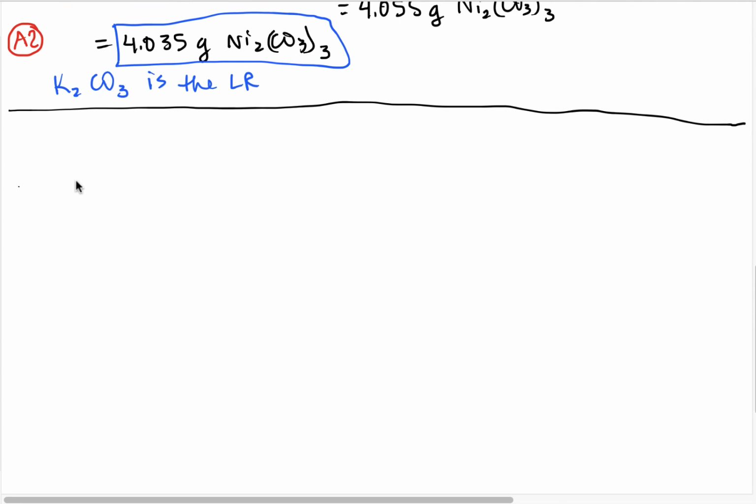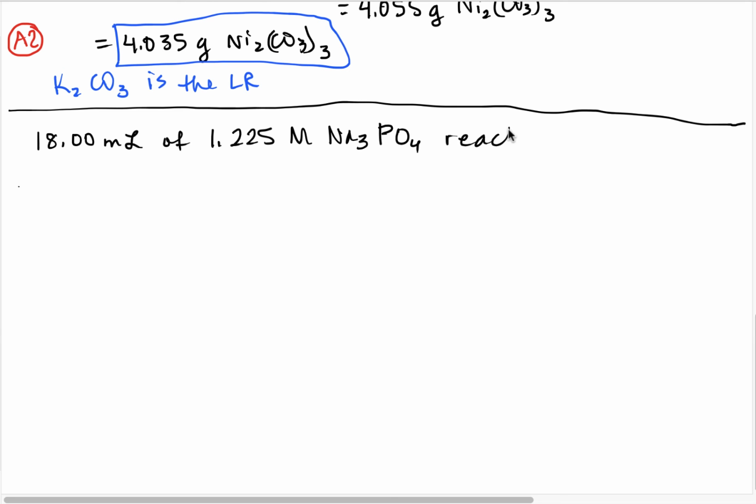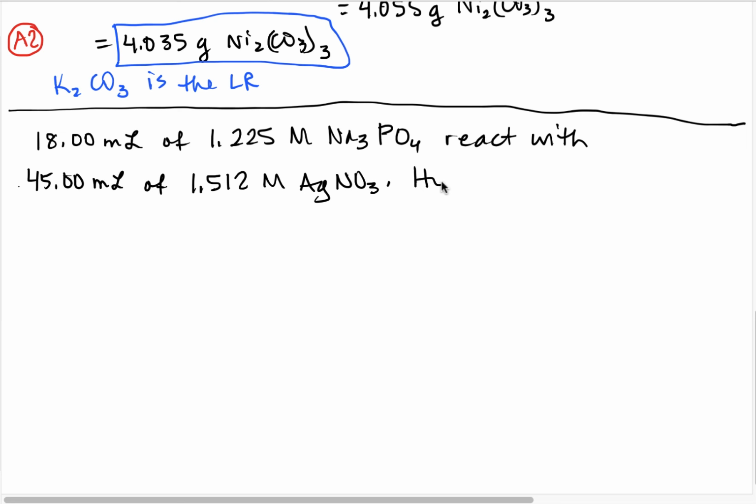Okay, let's try our second example. In our second example, we have 18 milliliters of 1.225 molar sodium phosphate that react with 45 milliliters of 1.512 molar silver nitrate. And our question is, how many grams of precipitate will form?